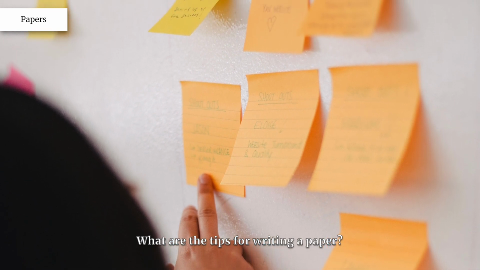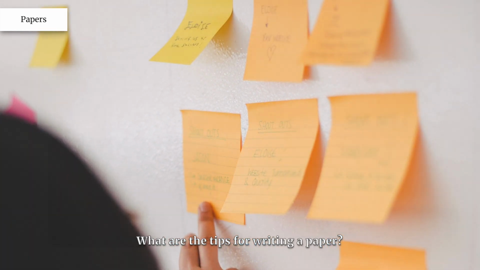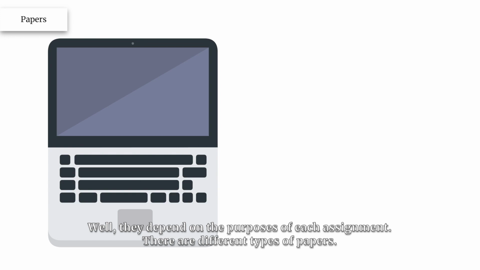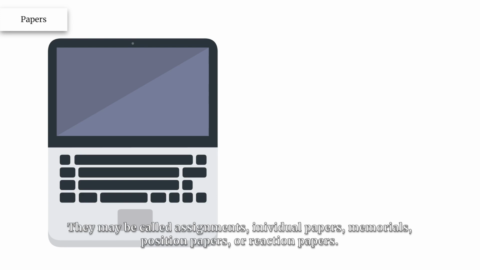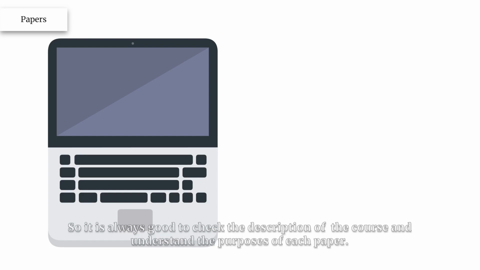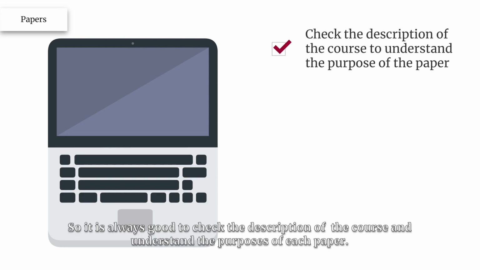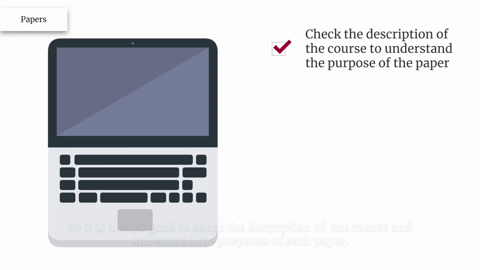What are the tips for writing a paper? Well, they depend on the purposes of each assignment. There are different types of papers. They may be called assignment, individual papers, memorials, position papers, or reaction papers. So it is always good to check the description of the course and understand the purposes of each paper.